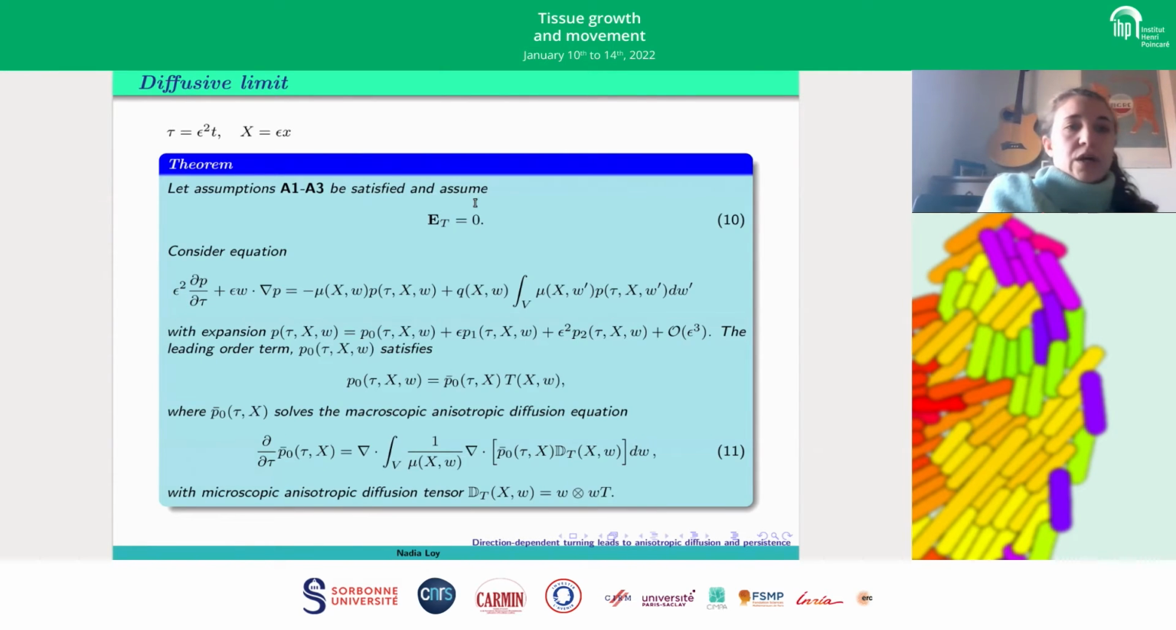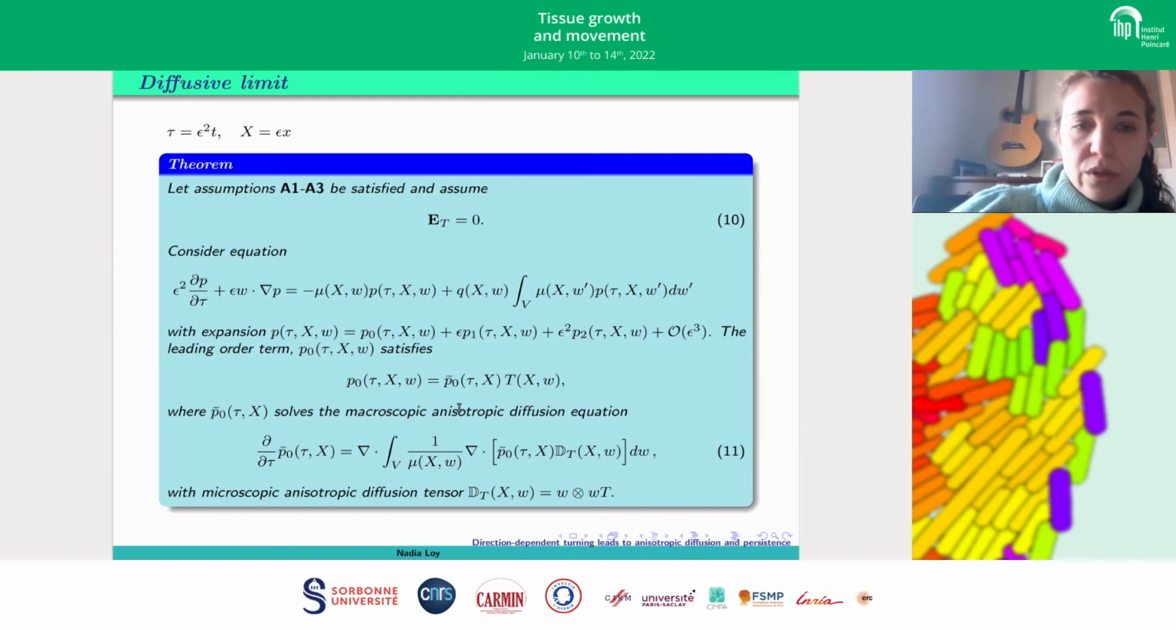Then what we did, we investigated macroscopic limits. In particular, here we present the diffusive limits of this equation. So we consider the assumptions listed before, and we assume that this average velocity actually vanishes. So we consider our kinetic equation rescaled in a diffusive sense, and we consider a Hilbert expansion of our distribution function P. And we have that the leading order term satisfies this relation.